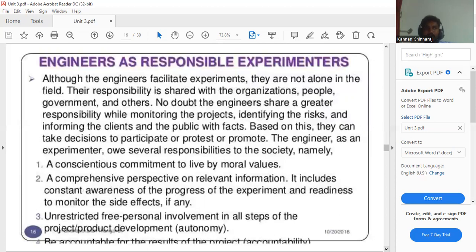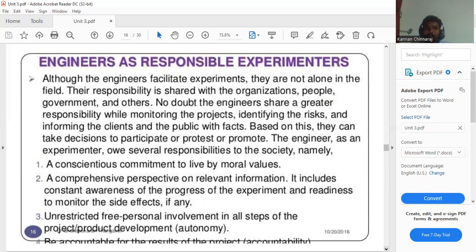So next, we will move to the topic of engineers as responsible experimenters. Although the engineers facilitate experiments, they are not alone in the field. Their responsibility is shared with the organization, people, government, and others. No doubt the engineers share a greater responsibility while monitoring the projects, identifying the risks, and informing the clients and the public with facts. Based on this, they can decide to participate, test, or promote.